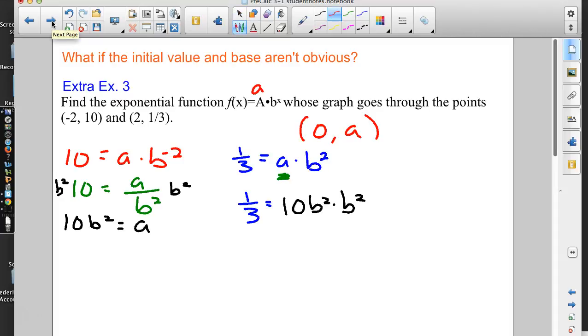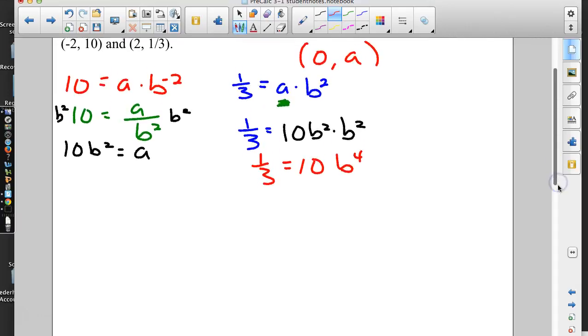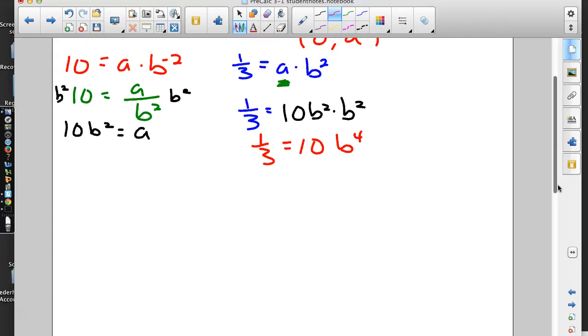So I have 1/3 equals 10b squared b squared. I don't know about you, but I want to simplify those two b squareds right away. All right, so to keep going, I would have to divide both sides by 10, but we have a fraction on it. So you don't divide, you multiply by the reciprocal. This will be gone. Ew, this is not going to be pretty.